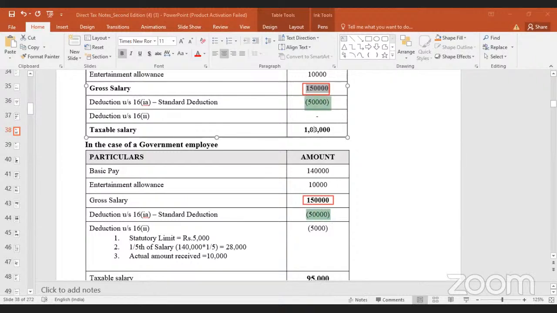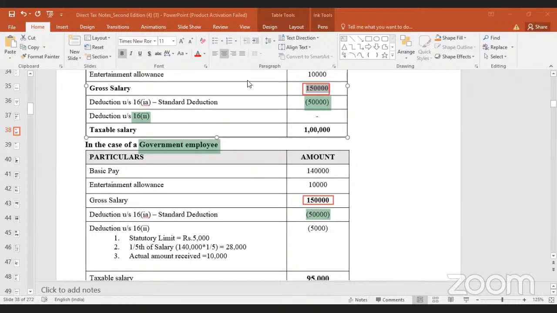Here we have not given the 16(2) deduction since he is a non-government employee. Here is a government employee, so we will be giving him a deduction with respect to 16(2). First is the statutory limit. What is the statutory limit figure? The statutory limit figure is going to be 5,000.